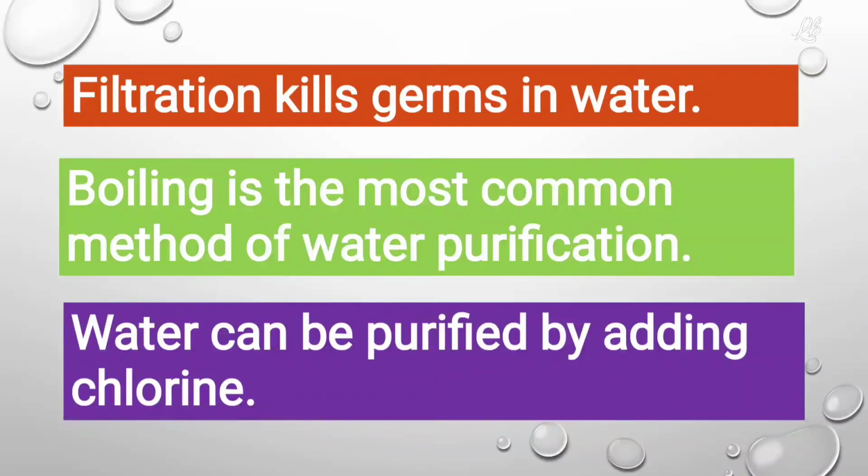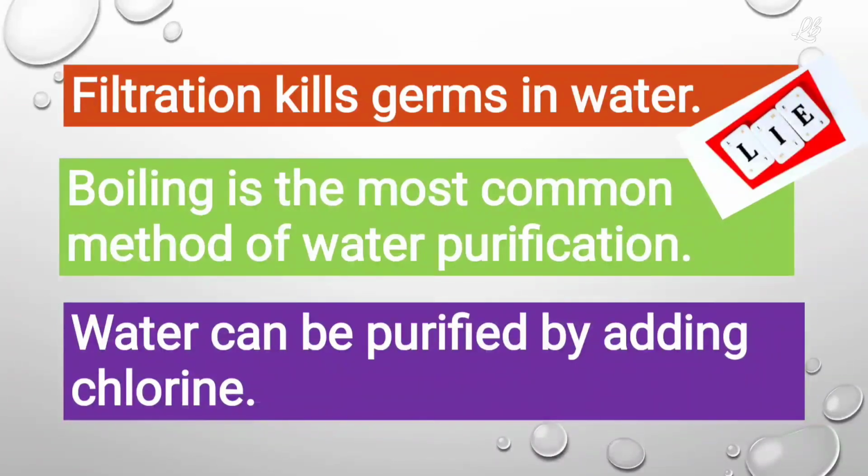Filtration kills germs in water. Boiling is the most common method of water purification. Water can be purified by adding chlorine. Let's find out the lie. The lie is filtration kills germs in water. Filtration removes the solid particles and impurities but does not kill germs. So this is a lie.